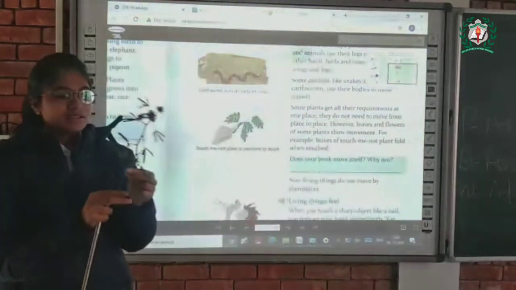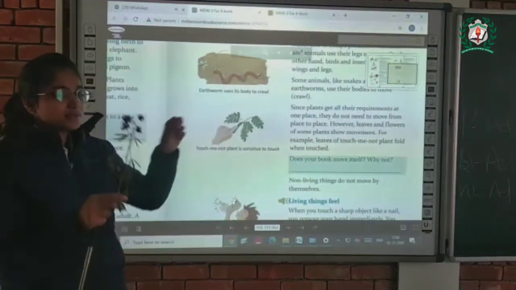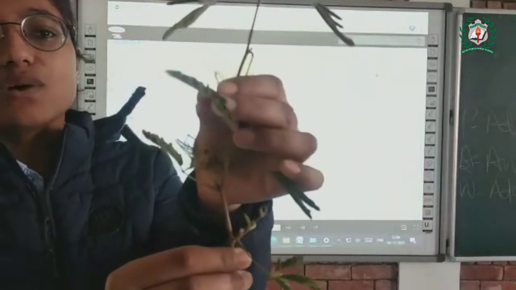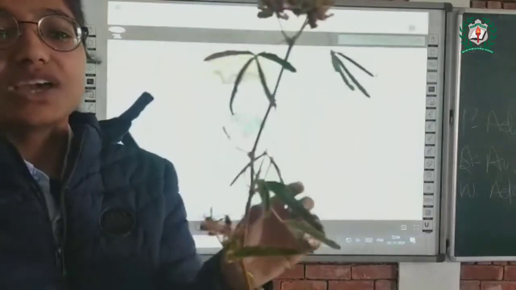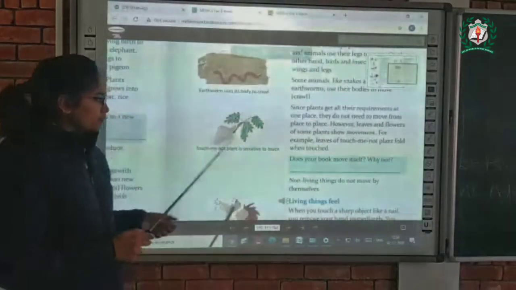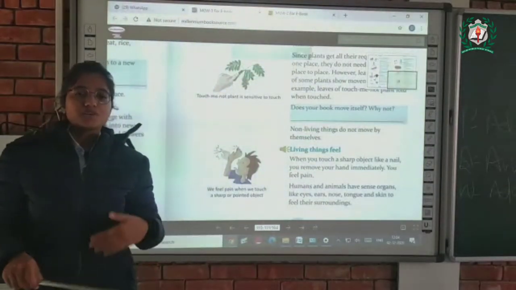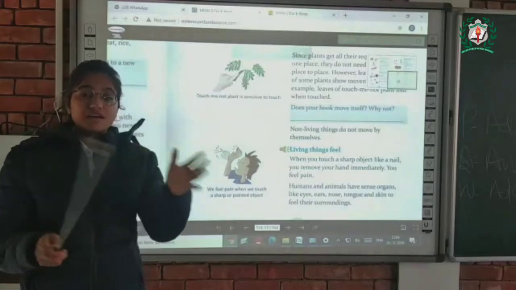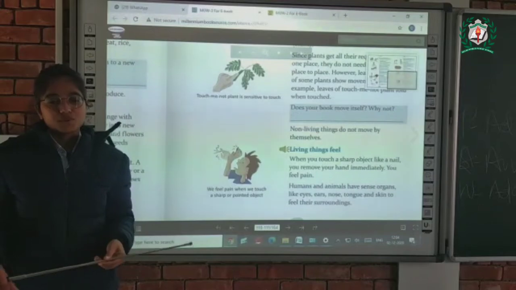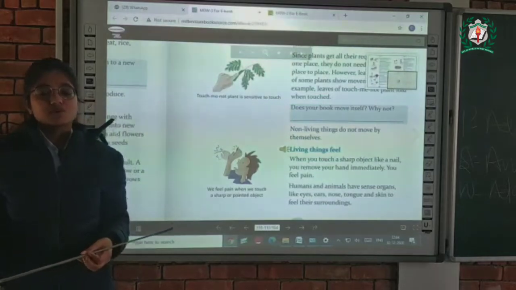See, I have the branch of the touch me not. If you see this picture, the leaves look like this, but if you observe here, the leaves have shrunk down. See, all the leaves are closed, right? So when we touch the leaves of the plant touch me not, it looks like this, okay? So can you tell me, does your book move? When you don't have the mood to study, does your book come to you by itself? No, because they are non-living things. Our books are also non-living things. That is why they do not move.